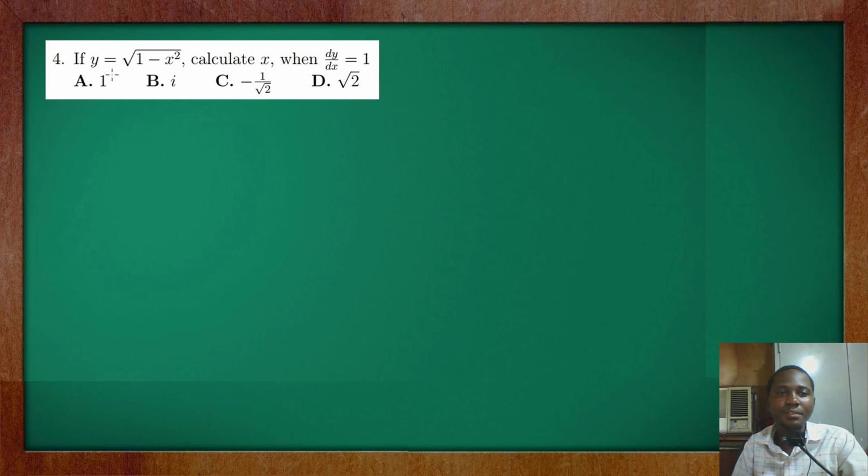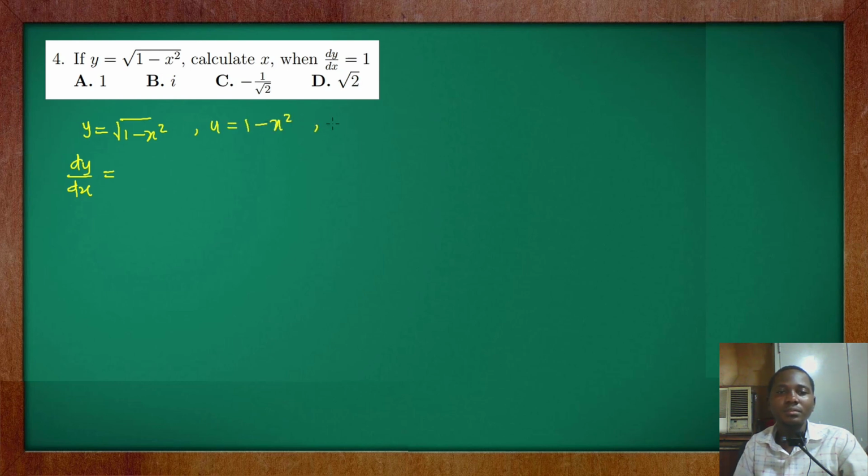In this question, it said if y is equal to the square root of 1 minus x squared, calculate x when dy/dx is 1. Here we are given y to be equal to the square root of 1 minus x squared. Okay, for us to calculate x, we need to set the dy/dx to be 1. So let's find out the dy/dx. Our dy/dx, that is, if we differentiate y with respect to x, if we use chain rule, let's say our u is equal to 1 minus x squared.